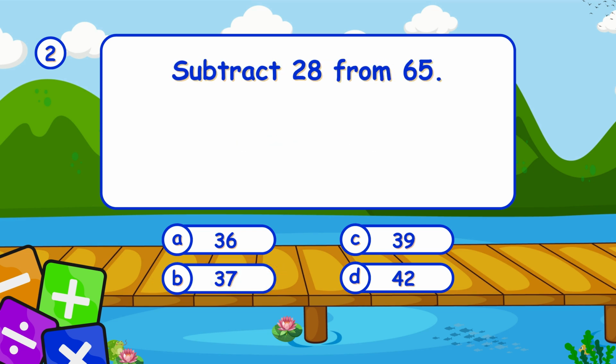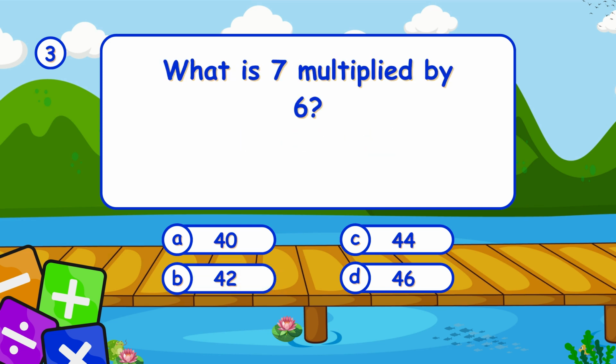Subtract 28 from 65. It's C, 37. Subtracting 28 from 65 leaves 37. What is 7 multiplied by 6? It's B, 42. 7 times 6 is 42.